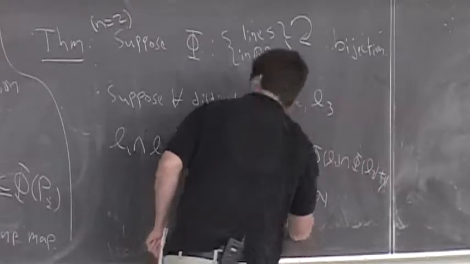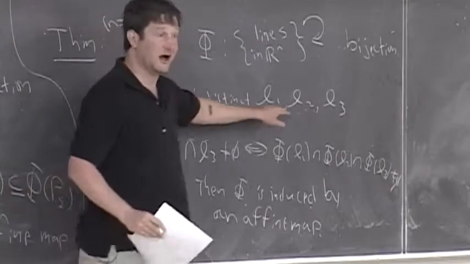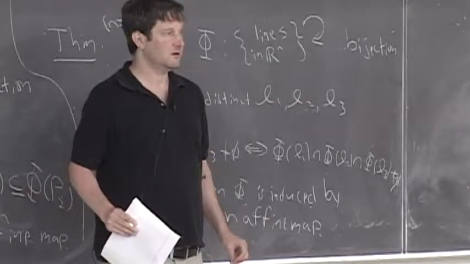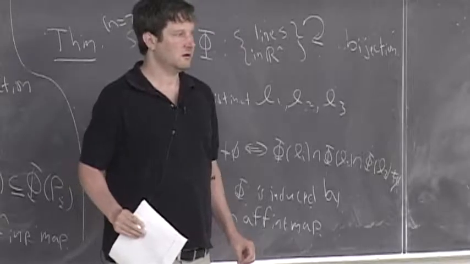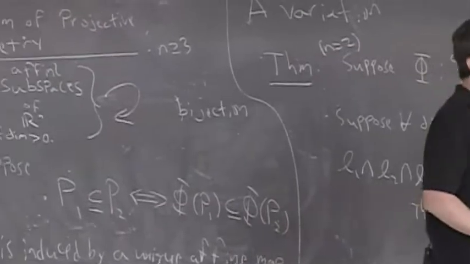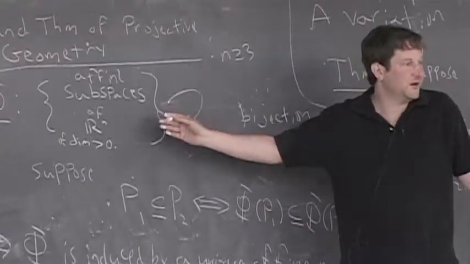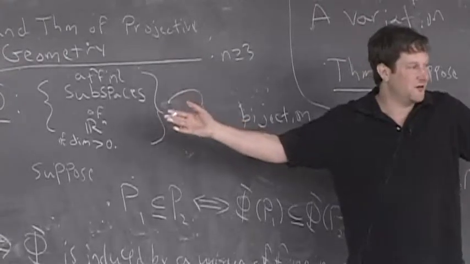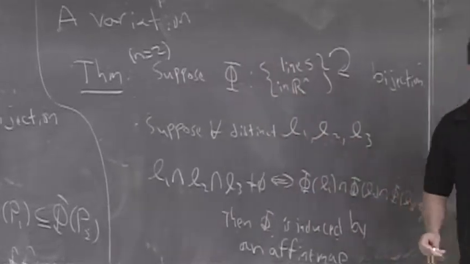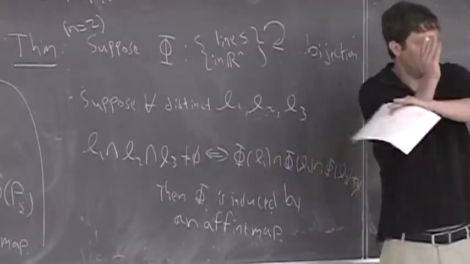And in R3, you need four lines, four-tuple intersections. Yes? Well, so for n equals 2, we've got a bijection of lines. Isn't that the same as? No, there's no theorem here for n equals 2. Yeah, for n equals 2 this is false, because you just have a bijection of lines. There's no other condition. But my thing has a two-dimensional version. And then the three-dimensional version, like I said, you need four-tuple intersections.